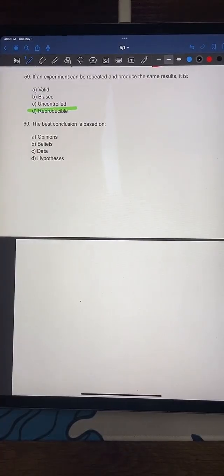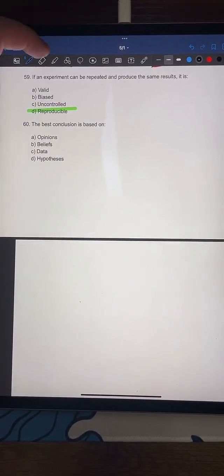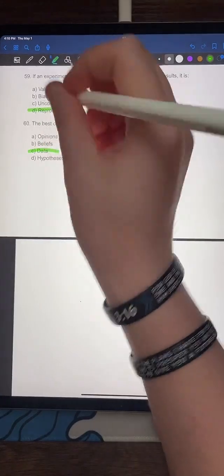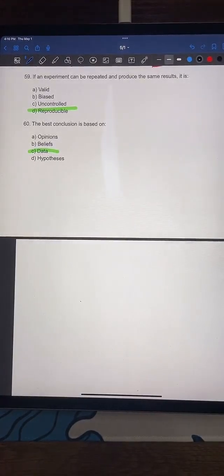60, the best conclusion is based on, we kind of talked about all this, but it is data. Scientific conclusions must be supported by evidence. So opinions are subjective, beliefs are not always based on science, and hypotheses are predictions. They are untested ideas.